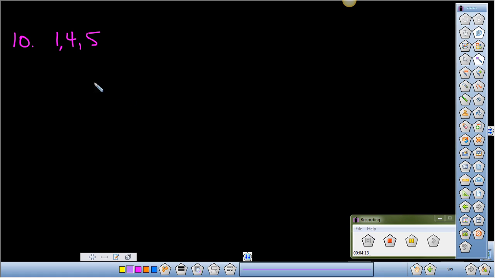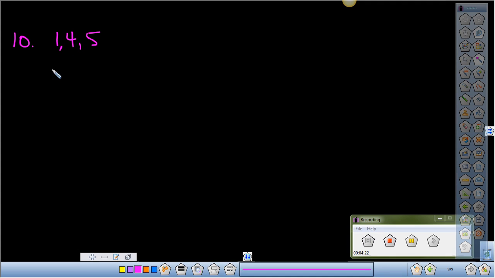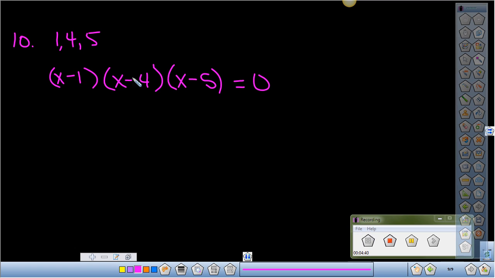Okay, finally, let's take a look at number 10. We're asked to write a polynomial function of least degree with these given zeros. So these are the zeros, so let's work backwards a little bit. So if that's a 0, then the factor was x minus 1, and x minus 4, and x minus 5 were the factors to get me those zeros. If you take a look at this, you can see if you put a 1 in there, you get the 0. If you put a 4 in there, you get the 0. If you put a 5 in there, you get a 0. So that's simply how you do it.